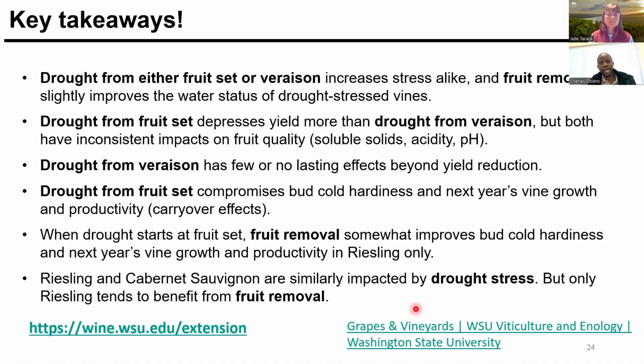Then drought from veraison has fewer lasting impacts on the yield. Drought from fruit set compromises bud cold injury, hardiness, and next year's vine growth. So we need to think also about that. Then when drought starts at fruit set, fruit removal somewhat improves bud cold hardiness and the next year's vine growth, mostly in the Riesling. The last point is Riesling and Cabernet Sauvignon are similarly impacted by drought stress, but only Riesling tends to benefit from fruit removal.